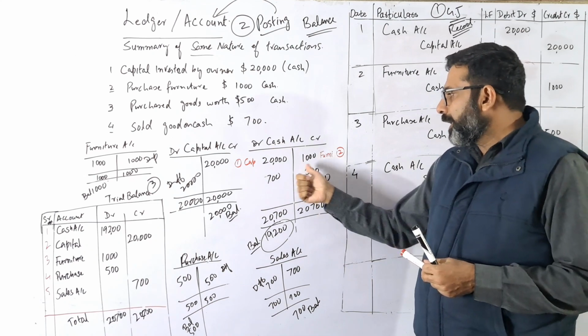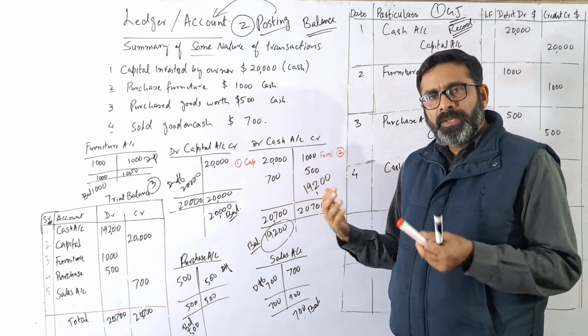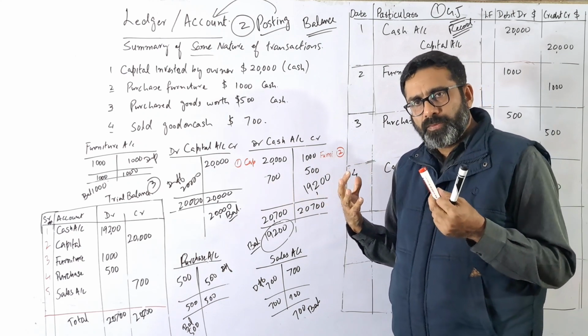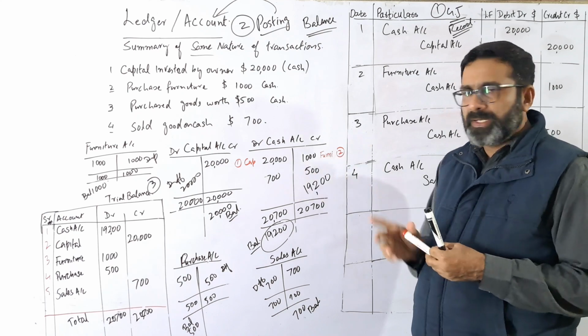So on the second, they are paying, the cash is decreasing. Why are they decreasing the cash? What is the reason? What is the purpose of that? They are paying it for the furniture. So on the second they paid for the furniture.